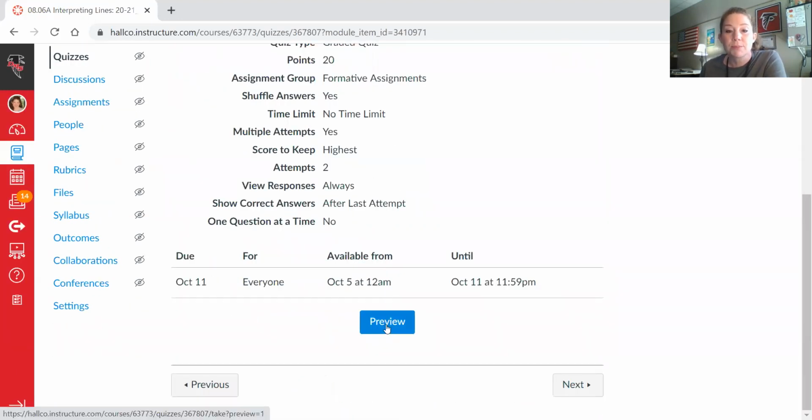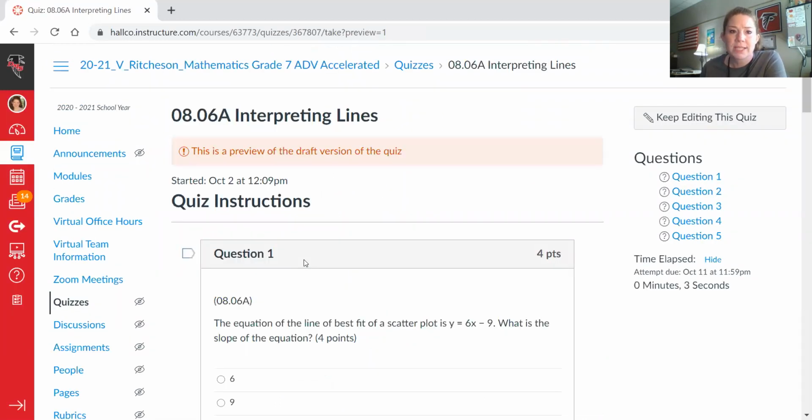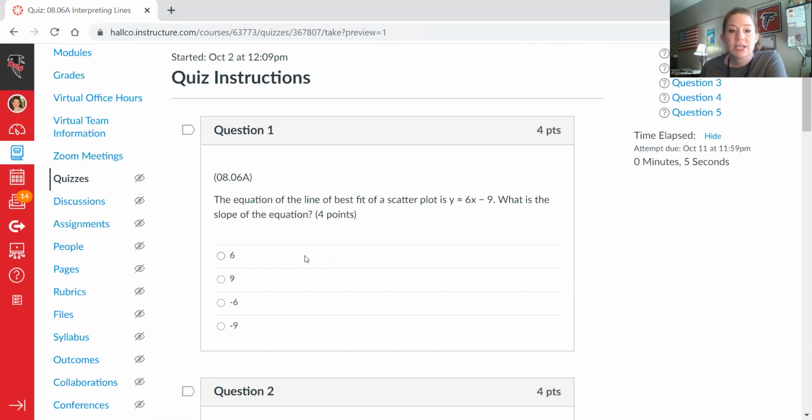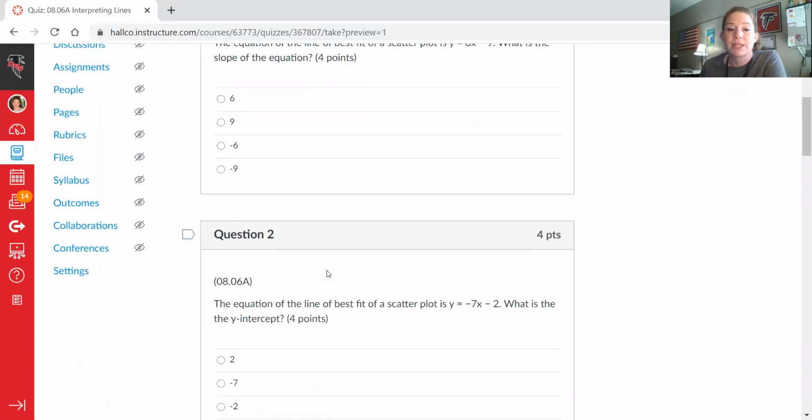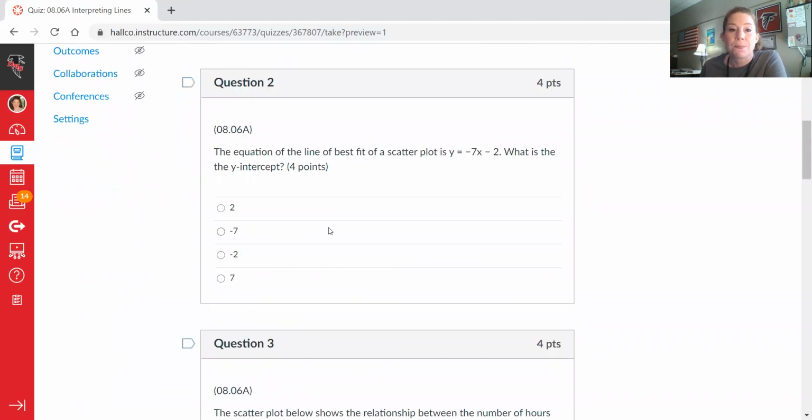So let's look at a couple of problems under interpreting lines. Here's the first question. The equation of the line of best fit of a scatter plot is y equals 6x minus 9. What is the slope of the equation? The slope is always the number multiplied by what? X. The number multiplied by x is going to be the slope of any equation.